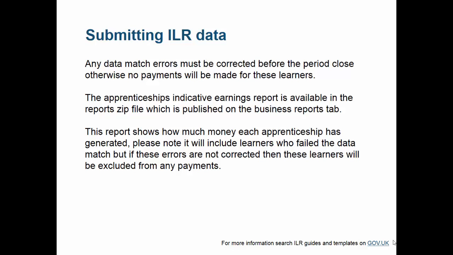The apprenticeship's indicative earnings report is available in the report zip file, which is published on the business reports tab. This report will show how much money each apprenticeship has generated. It will include learners who have failed the data match, but if these errors are not corrected, then these learners will be excluded from any payments. Any learners that failed ILR validation, so had an error on the rule violations report, will not be included on this report.